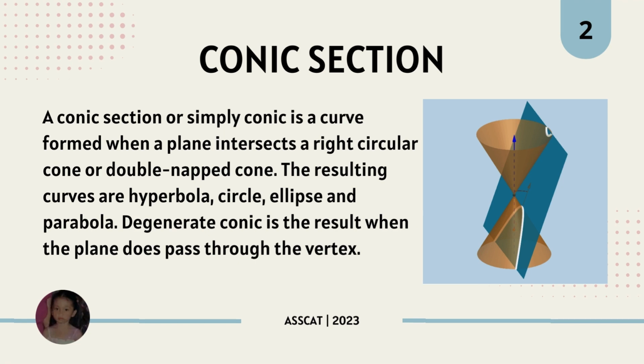A conic section, or simply conic, is a curve formed when a plane intersects a right circular cone or double-napped cone. The resulting curves are hyperbola, circle, ellipse, and parabola. The degenerate conic is the result when the plane does not pass through the vertex.